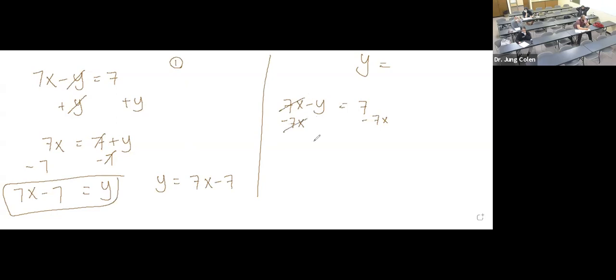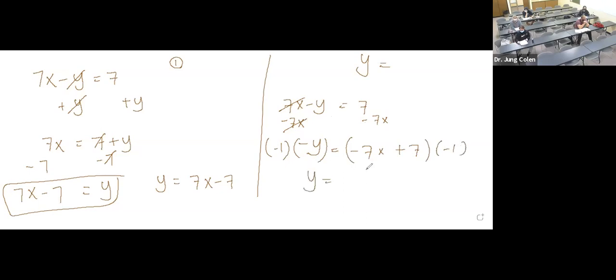So this is gone, and I have negative y left. And I have negative 7x plus 7. Right? But I need to solve for y equals, right? So I need to change this to positive y. How? By multiplying negative 1 on both sides. Remember, you are multiplying negative 1 to the whole thing.